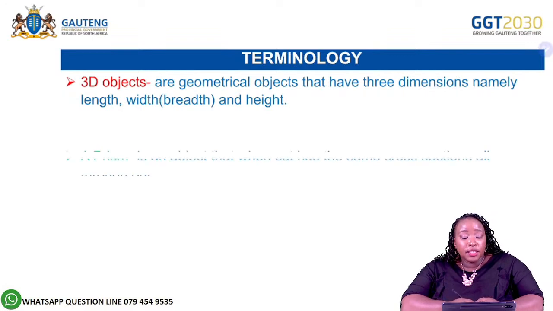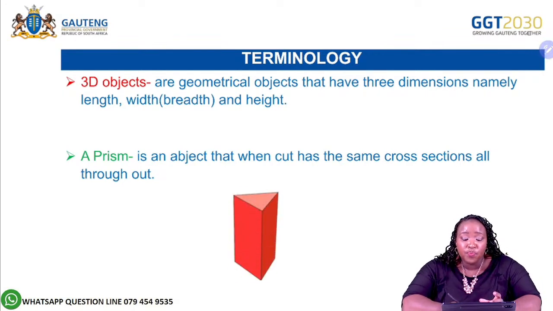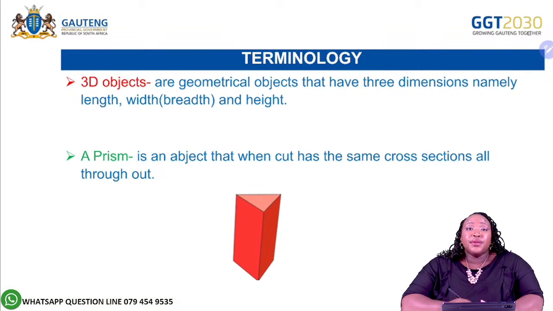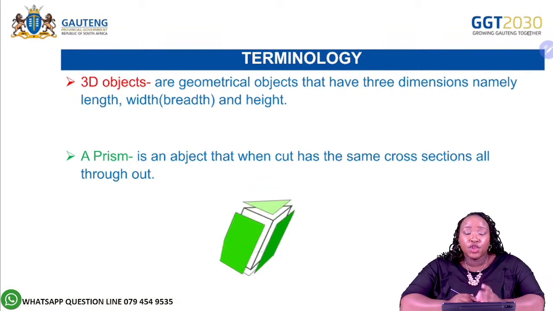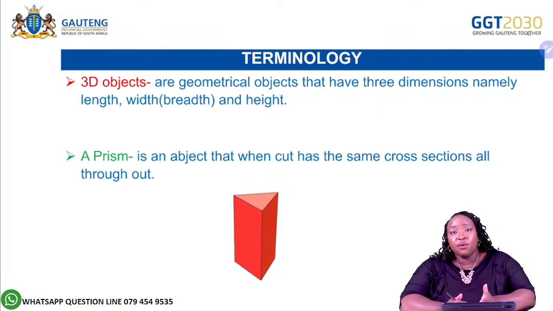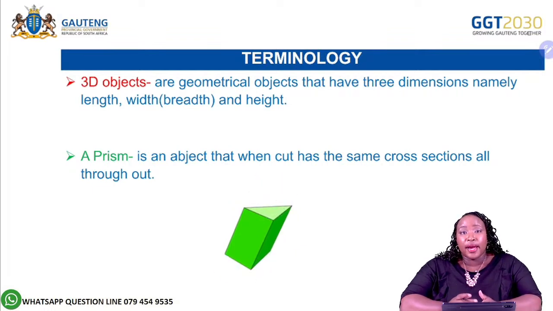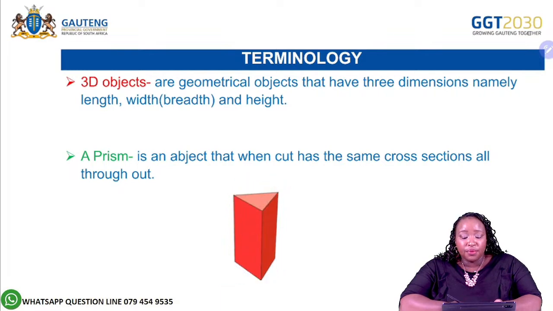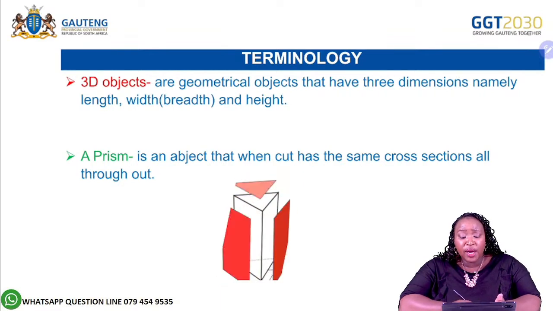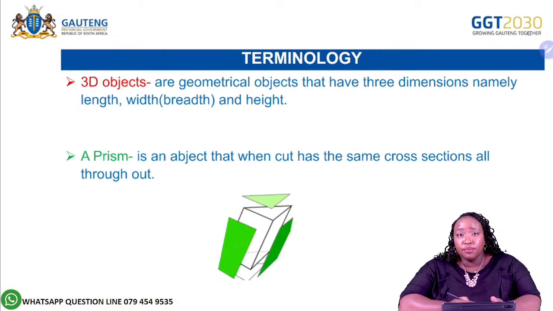Okay, all right. And then a prism. So a prism is an object that when cut has the same cross section all throughout. Okay, so basically when you think about cheese in a triangular form, right? If you slice it along one of the rectangular sides, the cheese will still remain a triangular form. So that would mean that it becomes a prism in that shape, right? So when you look here, when we cut this shape, you see it's still a triangular prism.